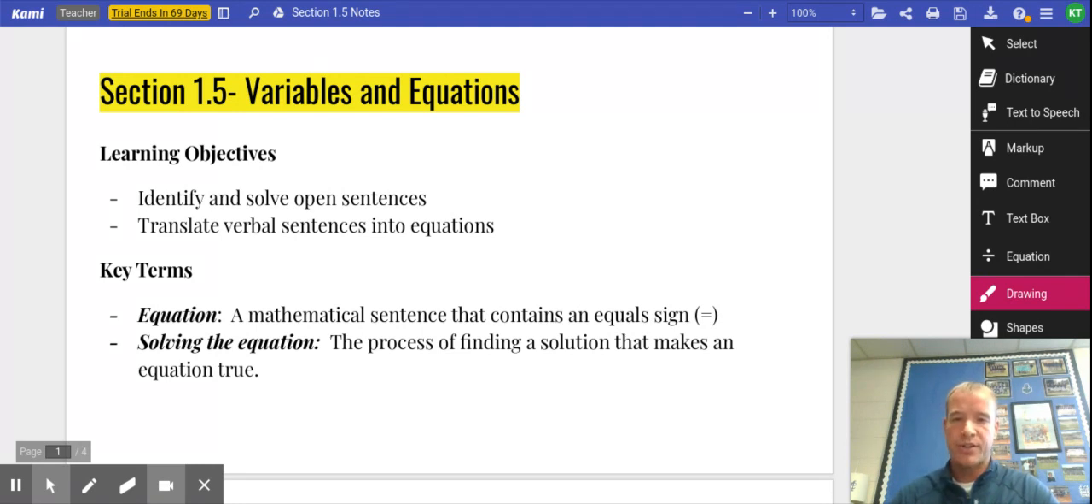And the next one is solving the equation, right? It's a process of finding the solution that makes an equation true, right? We'll focus more on the steps and why they work later on. Right now, we're just going to use some logic and try to figure out what the equation is equal to, or what the variable is equal to on a given equation.